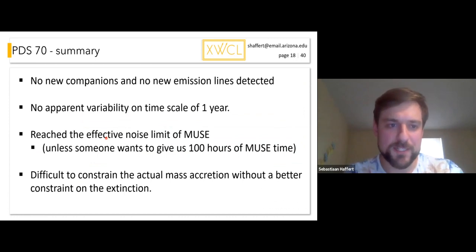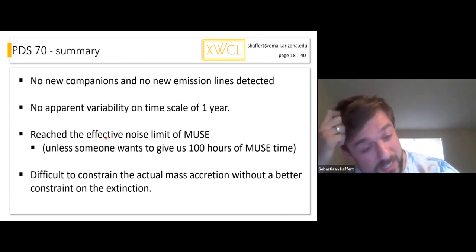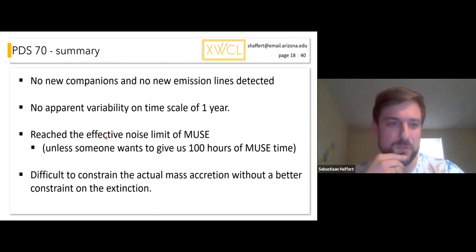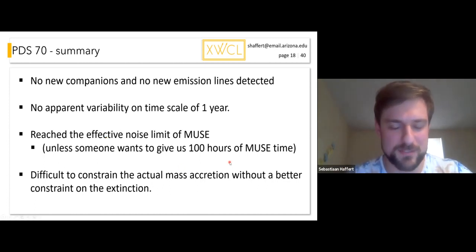So in conclusion for PDS 70, we have detected no new companions. We have detected no new emission lines. There's no apparent variability on the timescale of a year. And we have reached the effective noise limit of MUSE, because we have used 16 hours of observing time. The only way we can actually go deeper is if we can do something on the order of 100 hours, but that's maybe tricky to get.